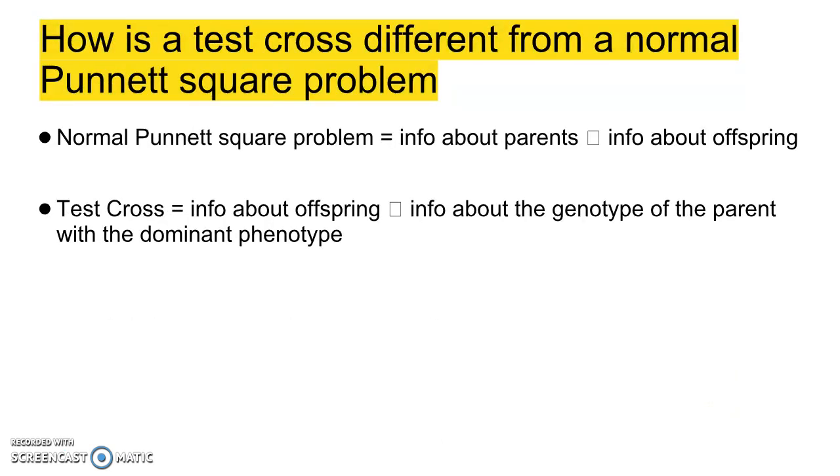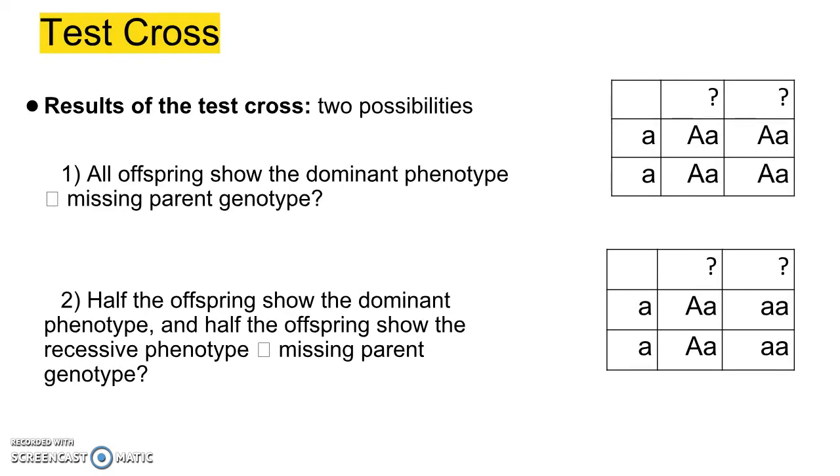Normally, when we do a Punnett square problem, we have information about the parent genotypes, and we're trying to figure out information about our offspring, our predicted offspring genotype and phenotype frequencies. In a test cross, we're kind of working backwards. We have some information about our offspring, and we need to find out some information about the genotype of the parent who has the dominant phenotype. So instead of going from parents to offspring, we go from offspring to parents.